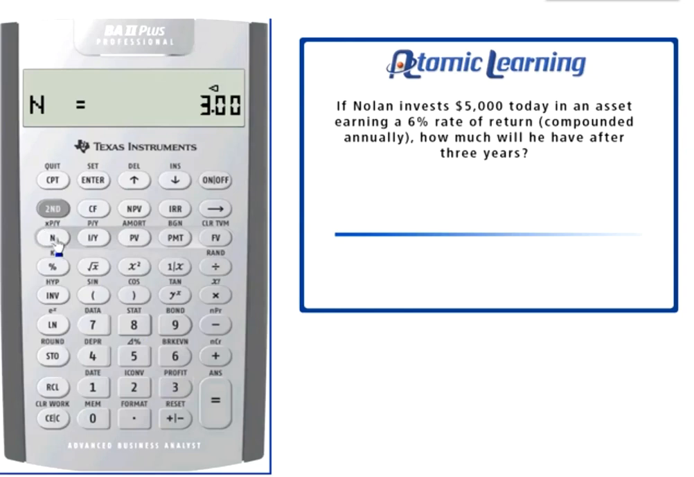All I have left to do now is solve for FV, so I'll press the Compute button in the upper left corner of the keypad, and then the Future Value key, or FV, located at the right side of the TVM button row. This shows the asset's future value as $5,955.08.